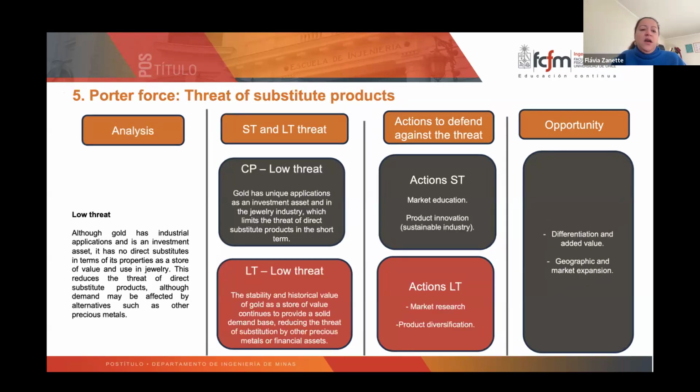The last one, threat of substitute products. We consider this a low threat. Although gold has industrial applications and is an investment asset, it has no direct substitutes until today in terms of its properties as a store of value and use in jewelry. Of course, this is the main demand. This reduces the threat of direct substitute products, although alternatives such as other precious materials could be on the line.